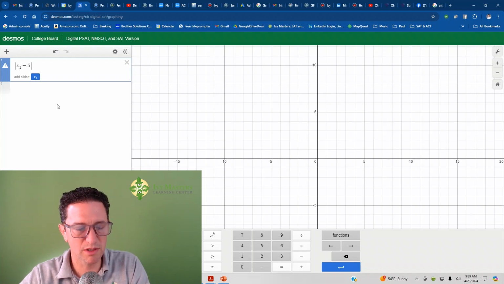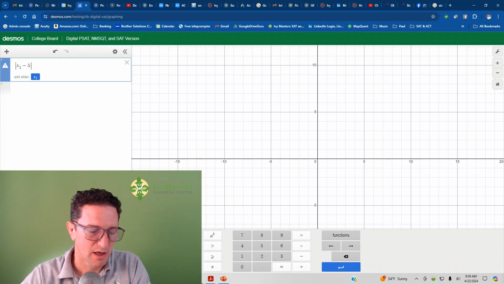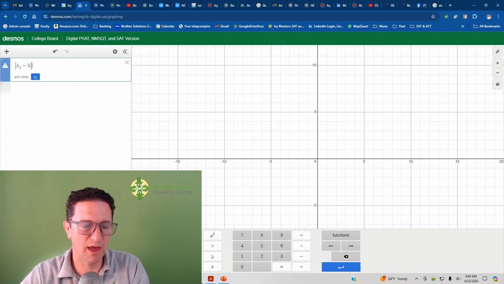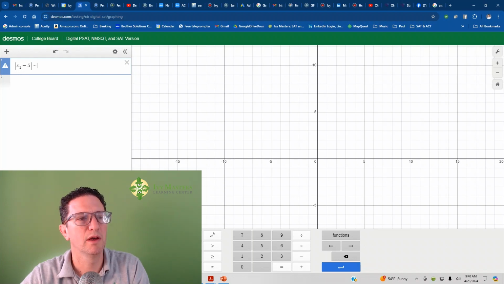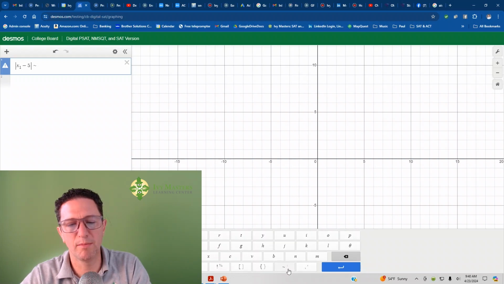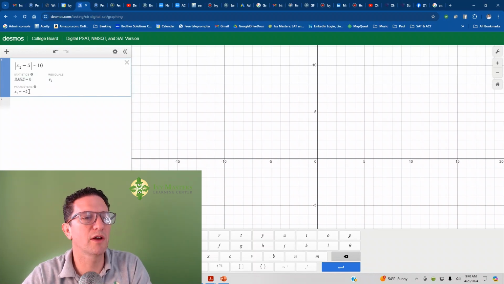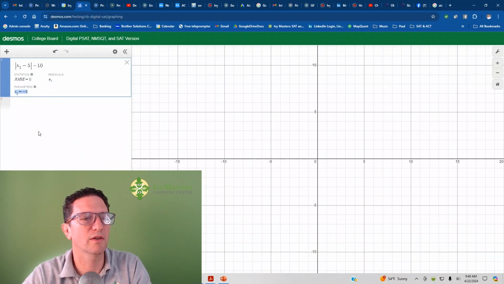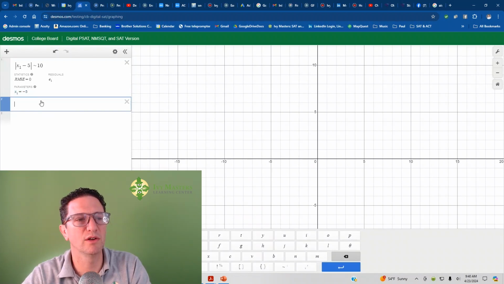Instead of using the equal sign, you're going to use the tilde. To use the tilde with the keyboard, hit Shift, and all the way in the top left, below the escape and above the tab, you'll see there's a tilde. Alternately, on your Desmos keyboard, you hit ABC, and at the bottom right, there's a tilde there as well. And then I'm going to write 10, and then notice down here, it tells you x1 equals negative 5. Just write in negative 5, and you have your answer.